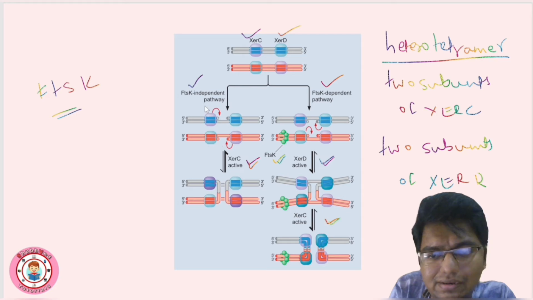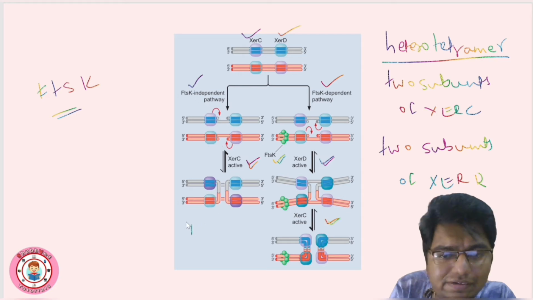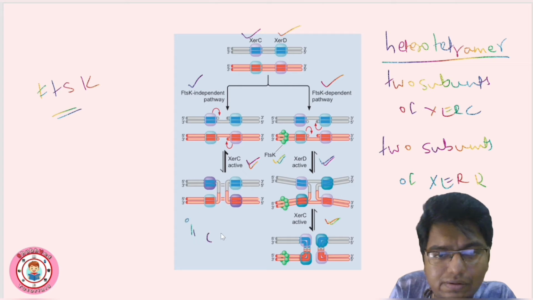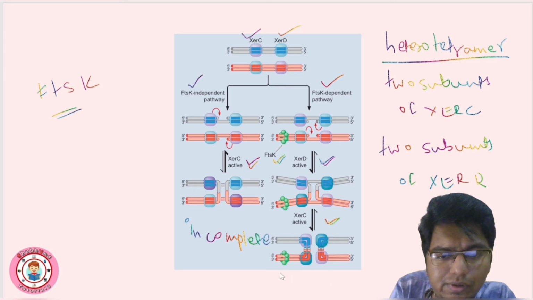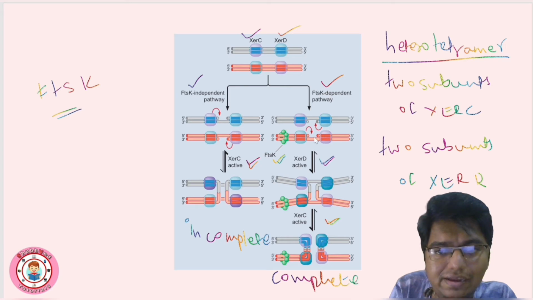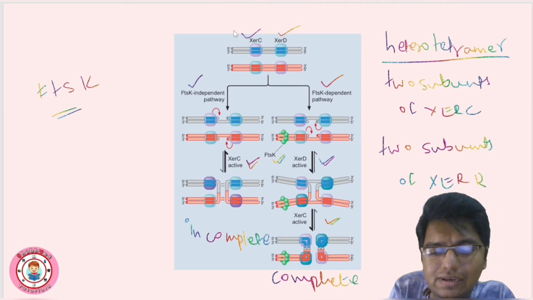So the independent pathway is an incomplete pathway, and this is complete. This is the difference. FtsK will make both the proteins active, D as well as C. In the independent pathway, only C is active. So that much is what is important for XerCD.